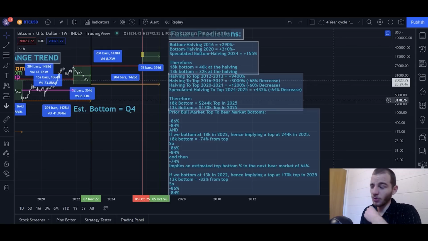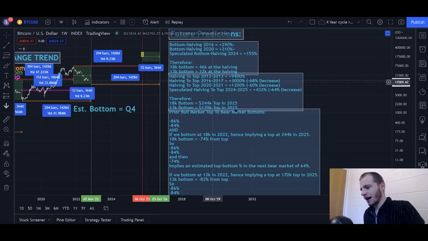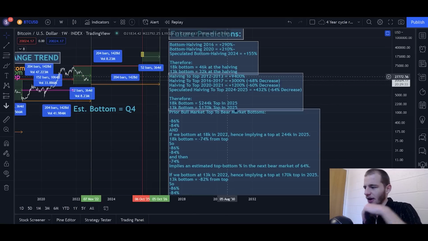I think Bitcoin will bottom out at either 18K or 13K, right? So a double bottom at 17.5K or 13K. I've taken that, and I've said, okay, if that happens and we apply the data that I've had here above, where would Bitcoin top in 2025? And I've identified that if Bitcoin bottoms out at 18K, let's just say 17.5K, in this bear cycle, in Q4, in line with the 4-year cycle theory, we would have enough data to extrapolate, right? And that extrapolation will take us to 244K in October 2025.